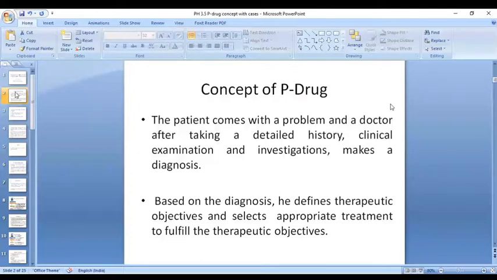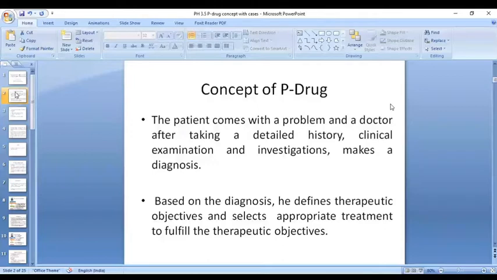based on that diagnosis, you try to work out your therapeutic objective. Whether the therapeutic objective is to suppress the cough, or maybe the patient has underlying tuberculosis and you have to treat that. Or maybe you have both: you have to suppress the cough as well as treat the underlying tuberculosis or the underlying cause. So you define the therapeutic objective, what you want to achieve with your therapy, and based on the objective that you have set for that particular patient, you then select an appropriate treatment.